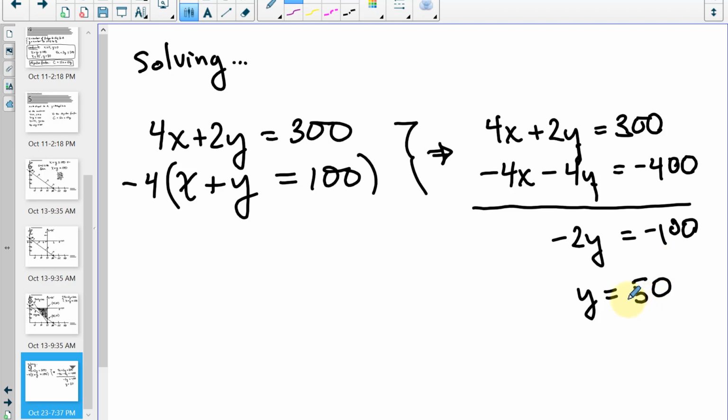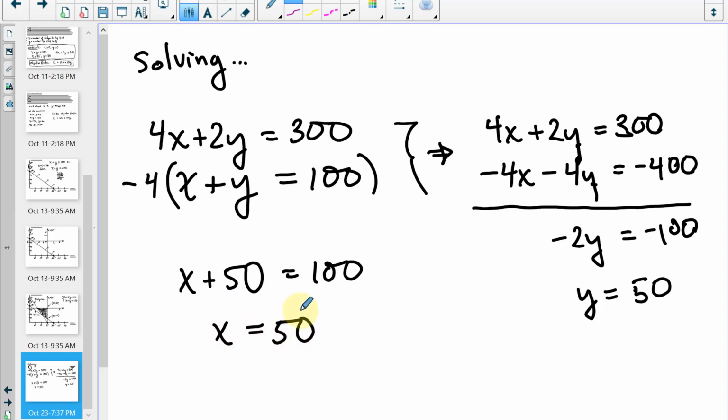Now that I know y is 50, I could go back to any equation in this system, and the simplest one would be this. And since we know that x plus y is 100, and we now know that y has to be 50, well, it's a simple question to find the x value. The x value has to be 50.